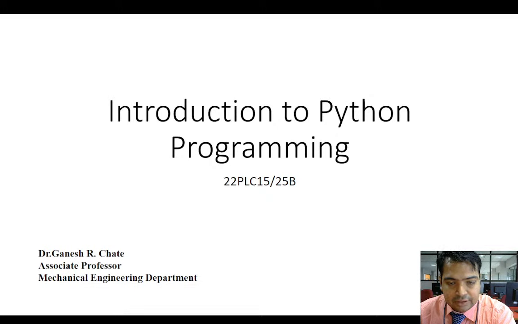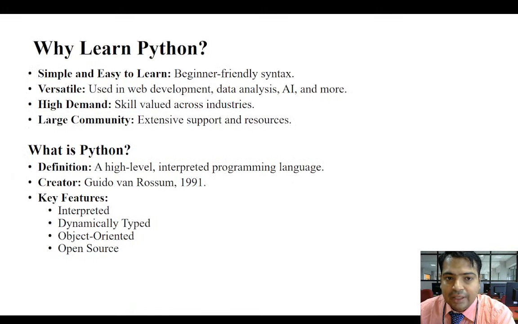So I'll first explain why to learn Python programming. As you know, programming is the most essential part of any software. So as an engineer, why should you learn Python? It is a very simple and easy to learn programming language, and it is very beginner friendly, because the syntax is self-explanatory, and it is very versatile, used in web development, data analysis, artificial intelligence, and many other applications.